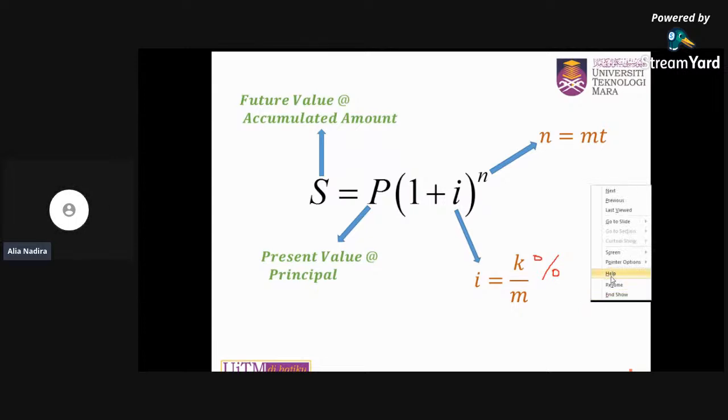Okay. So what is M? Okay, M is the frequency of conversion. Later on saya akan tunjuk. Then we have N. What is N? N is M times T. M is the frequency of conversion. Berapa kali you convert. T is time. Okay, so time here also must be in years. Mesti dalam tahun. Okay, so the difference between compound and simple is the formula. Okay, so this is the compound interest formula. So I show you how to calculate.